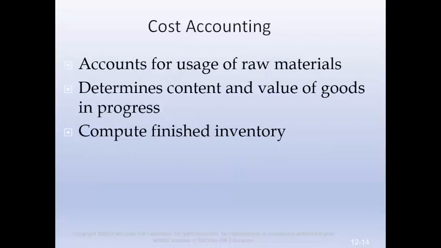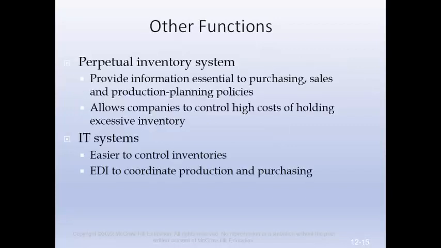An adequate cost accounting system is necessary to account for the usage of raw materials and supplies, to determine the content and value of goods in process inventories, and to compute the finished goods inventory. This system comprises all the records, orders, and requisitions needed for proper accounting for the disposition of materials as they enter the flow of production and as they continue through the factory in the process of becoming finished goods.